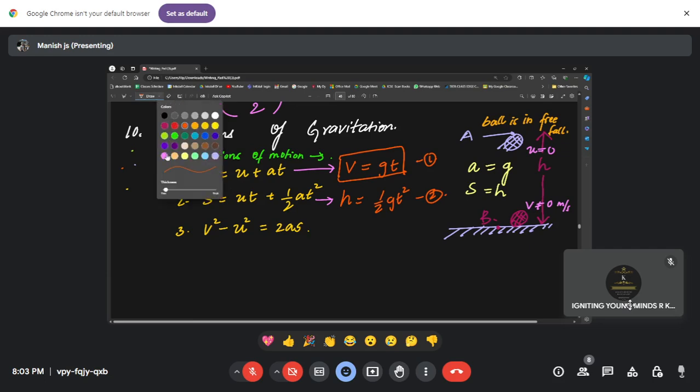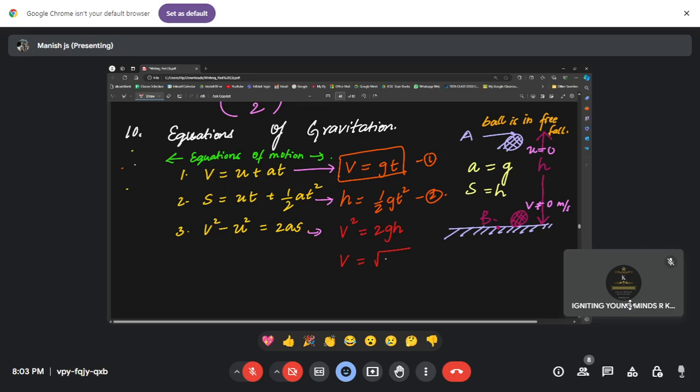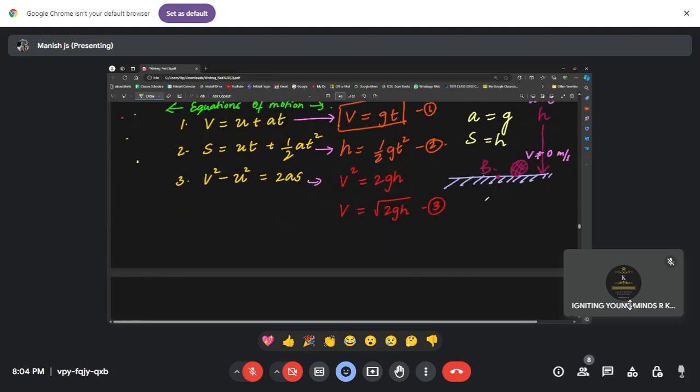And what about the third equation of gravitation? You would get this as v squared is equal to 2gh, wherein v equals under root 2gh. Okay, so this is the third equation of gravitation. So we have now found out the three equations of gravitation for an object in free fall. We have investigated an object in free fall, we wrote its conditions, and we have transformed the equations of motion in terms of equations of gravitation. Okay, so this is what we have written.